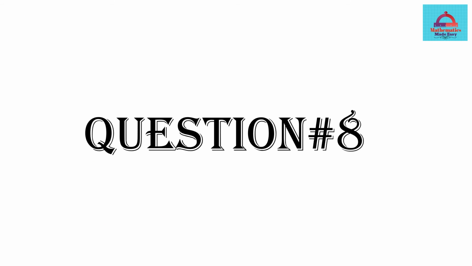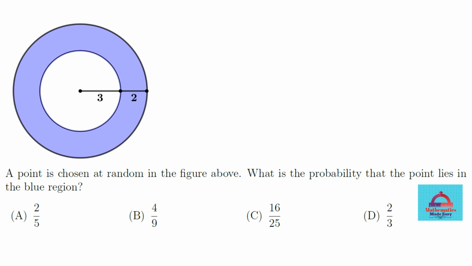Let's do now question number 8. In this question, you are given this circular disc and the figure is already given to you. A point is chosen at random in this figure. What is the probability that the point lies in the blue region? That means that point should lie in this disc. Let me change color. Yeah, so this disc that you see. So I hope you are able to identify.